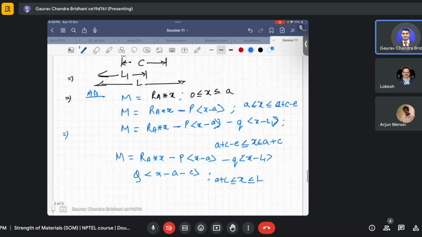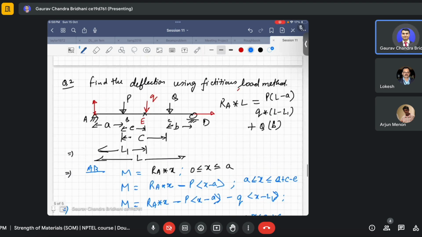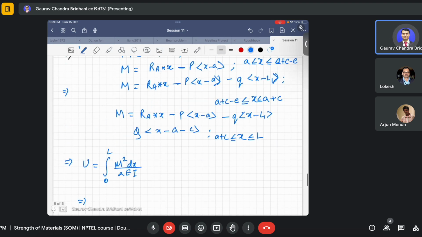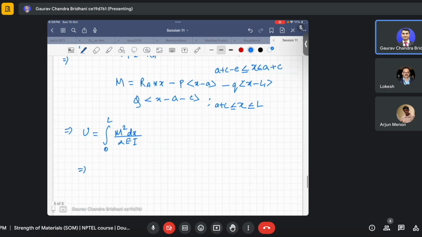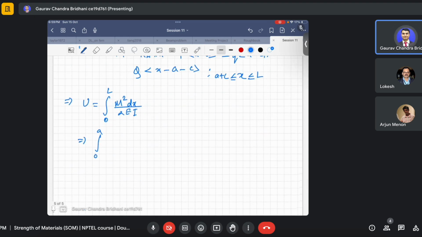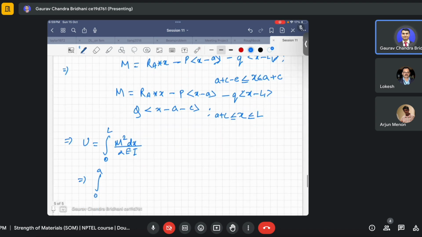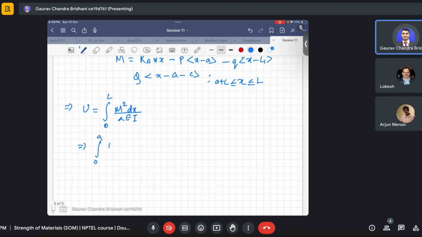So this is M, and now we have to divide this whole integration. So I will write U. U is nothing but the integral from 0 to L of M square dx upon 2EI. Now we need to define each new definition of M. The first definition is from 0 to A, so we take RA into x, and it will become RA square x square dx upon 2EI.